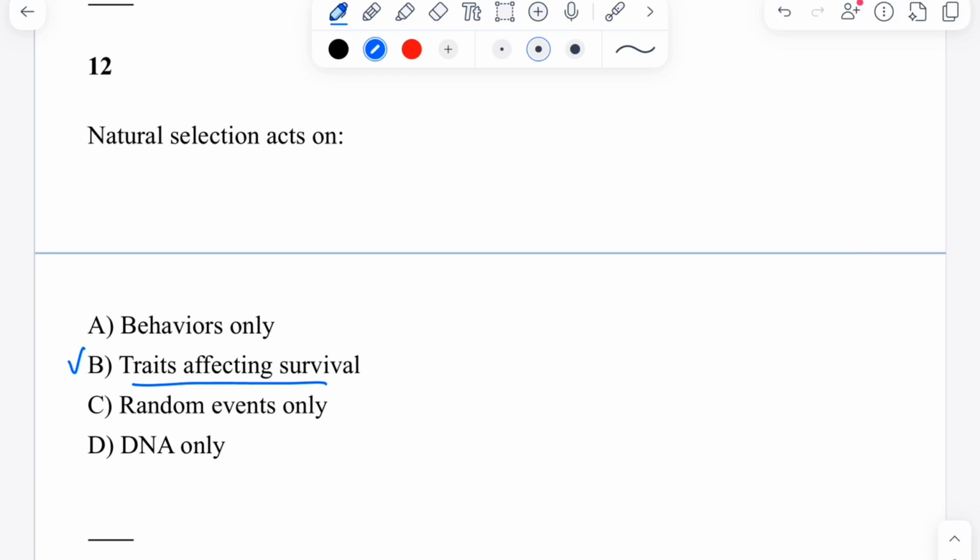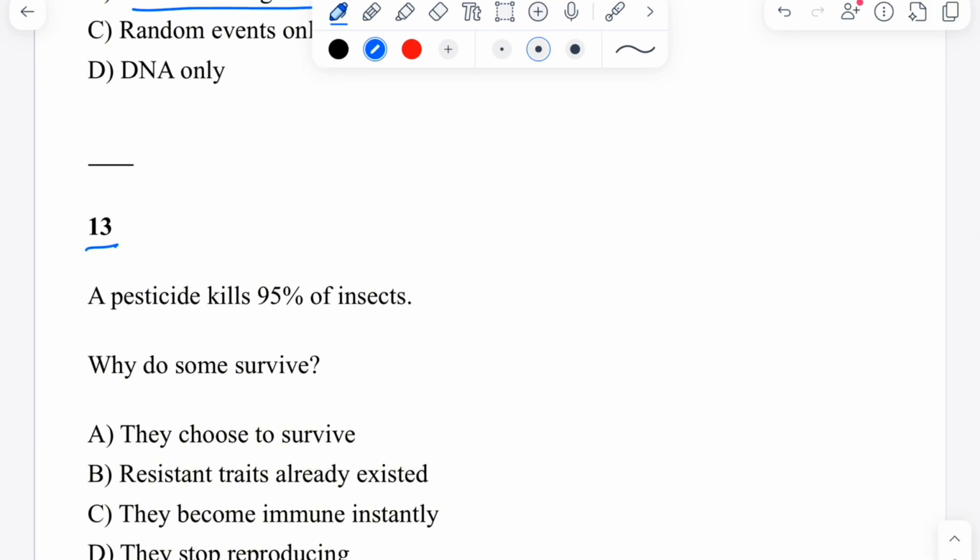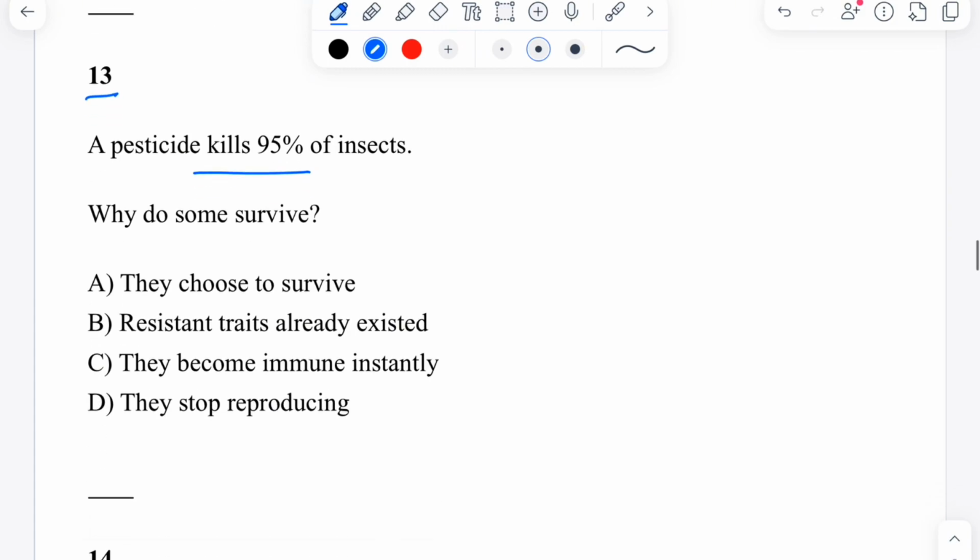Natural selection acts on traits that affect survival and reproduction. Individuals with beneficial traits are more likely to pass them on. Got it? 13. A pesticide kills 95% of insects. Why do some survive? A. They choose to survive. B. Resistant traits already existed. C. They become immune instantly. D. They stop reproducing.